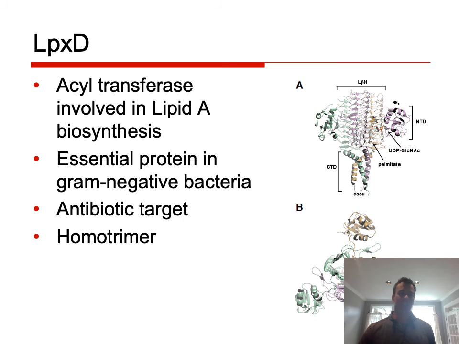Here's an example that's near and dear to me, a protein called LpxD. This is what I did my graduate work on. It's an acyltransferase that's involved in lipid A biosynthesis in gram-negative bacteria. It's an antibiotic target because if you knock this protein out, the gram-negatives can't exist. Lipid A is also known as endotoxin. So when people go into septic shock from gram-negative bacteria, it's due to the end product of the lipid A pathway, of which LpxD is an enzyme.